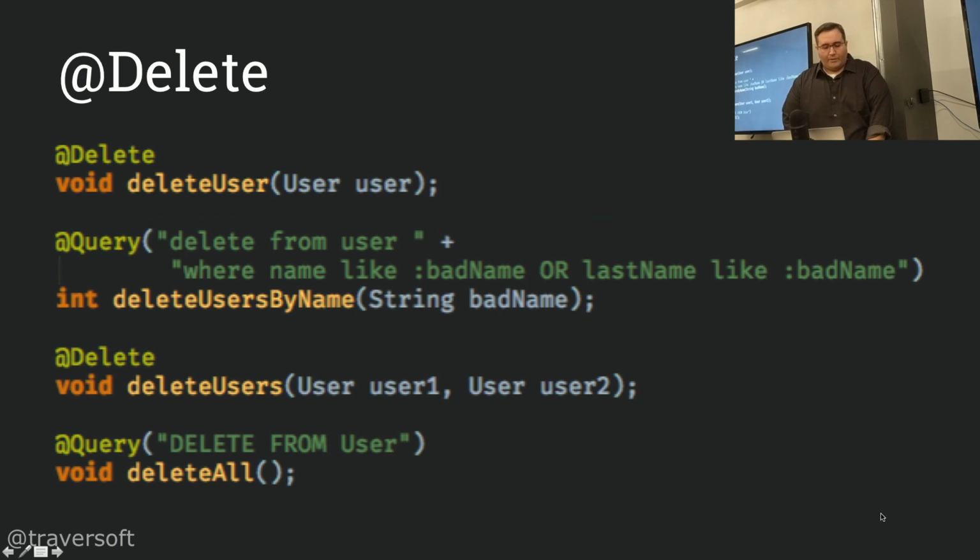All right, here we have delete. Every once in a while, you need to delete something. So up top, we have our delete for deleting one particular user. We say @delete to annotate this method delete user, passing in the user.